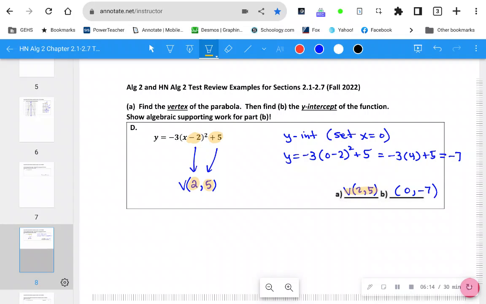Now to find the y-intercept, you're going to take advantage that every point on the y-axis has an x value of 0. So you put a 0 in for x, do the number crunching, and you find the y-intercept of -7. Then you put it in the right format. You can either say (0, -7), or y equals -7, but what you can't do is just -7.